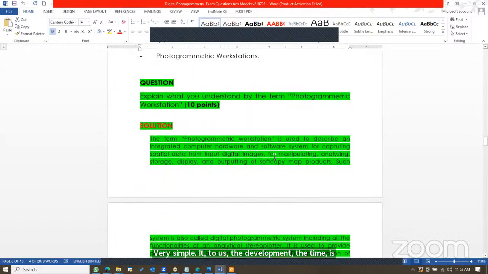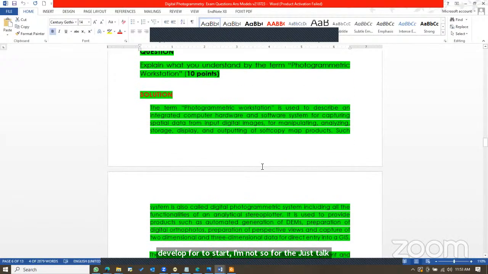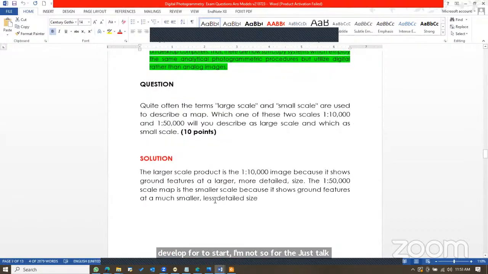They may ask you what do you understand by photogrammetric workstation. Today, photogrammetric workstation is not even an outlandish word now. People are now using phone apps to develop or to extract photogrammetric information. So photogrammetric workstation just talks about the integrated computer hardware and software. It's there in the notes. I don't need to tell you all this.